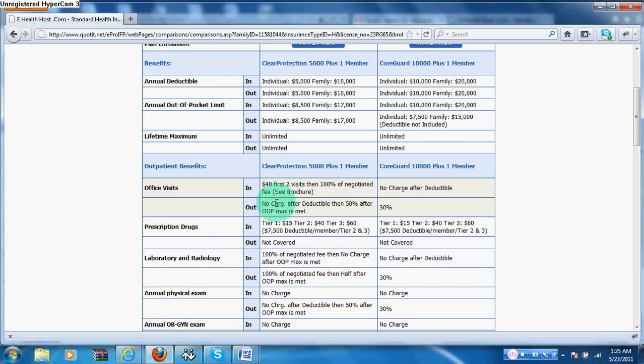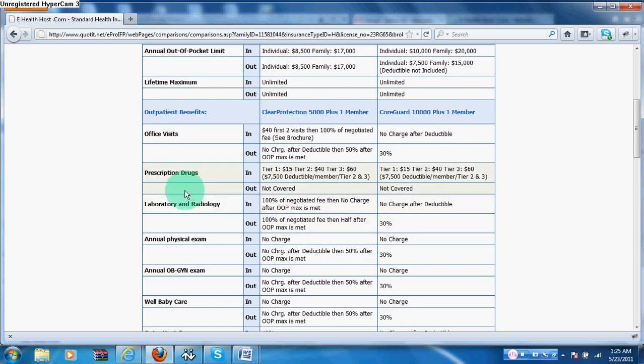Alright, out of network, here it is, no charge after the deductible. Then you pay 50% after the out-of-pocket maximum is met if you go outside the network. Okay, so it's very important to stay within the network. Here, if you go outside the network, you'll just pay 30% of the doctor visit, but you must meet that deductible of $10,000 first. So it's kind of scary to have to pay $10,000 ahead of time.